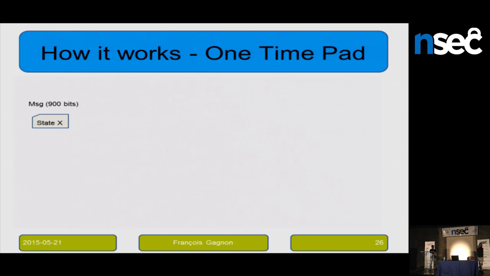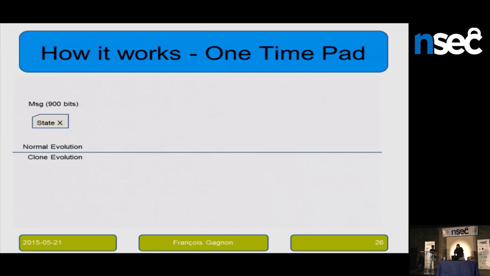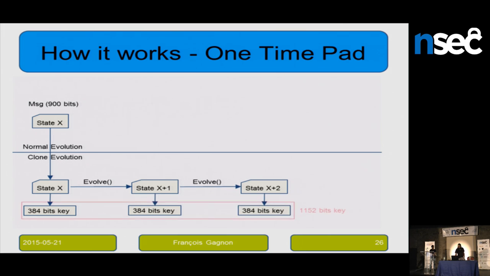An idea we're toying with, and it's really important that it's only an idea, is using something related to the one-time pad. We are in a specific state and want to encrypt a message of, say, 900 bits. So we create a clone of our system, and then generate as much key material as we need from that system. In that case, we're going to need three states. These states evolve without any input from the outside, so the evolution here is with the empty message. We generate enough key material and encrypt our initial message.